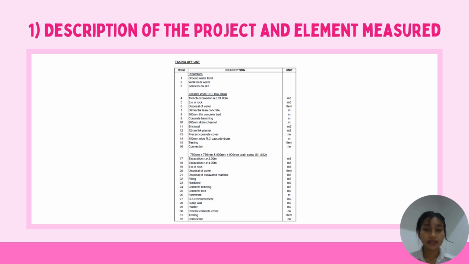The second and third items to be taken off are the 750 mm and 900 mm drain sump. The first things to take off are excavation not exceeding 2 meter and 4 meter, followed by extra over in rock. And then we are going to do disposal of water and disposal of excavated material, followed by filling, hardcore, concrete blinding, concrete bed, formwork, BRC reinforcement, sump wall, plaster, precast concrete cover, testing, and the last thing to take off is the connection.